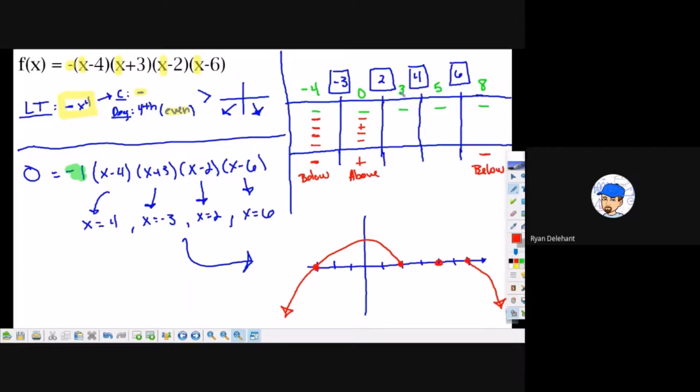We're going to plug in 3 now. 3 minus 4 is a negative number. 3 plus 3 is positive. 3 minus 2 is positive. And 3 minus 6 is negative. 3 negative signs means overall we're negative, and this is below. So between 2 and 4, our graph is below the x-axis.